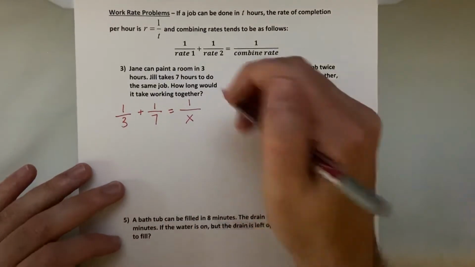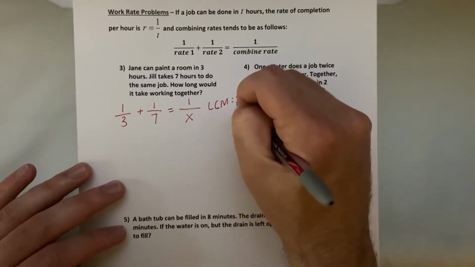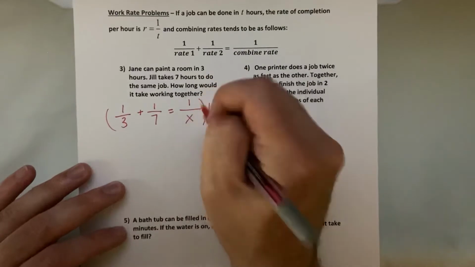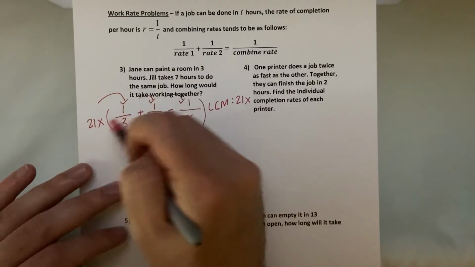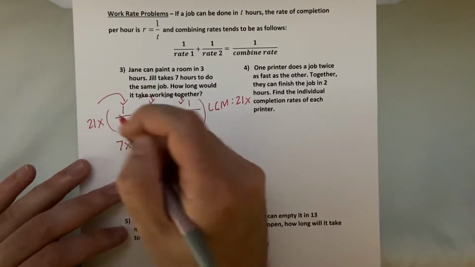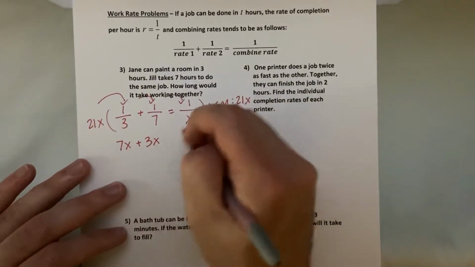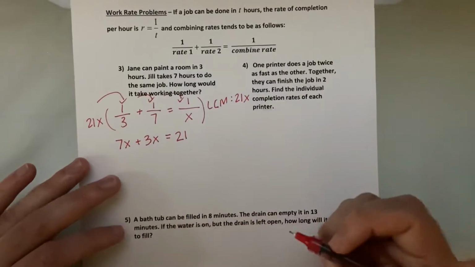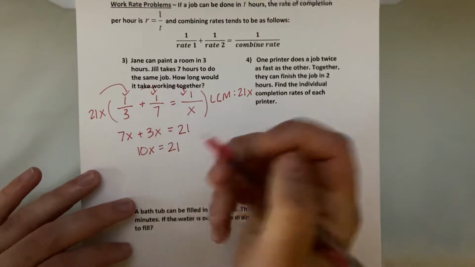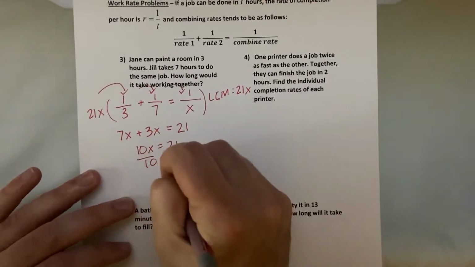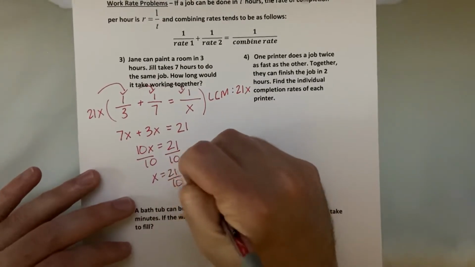Now, what is our common denominator here? It's 3 times 7 times x, so we multiply by 21x. 21x divided by 3 is 7x. 21x divided by 7 is 3x. 21x divided by x is 21. We now have like terms, so we have 10x equals 21. Divide by 10. x equals 21/10, or 2 1/10.